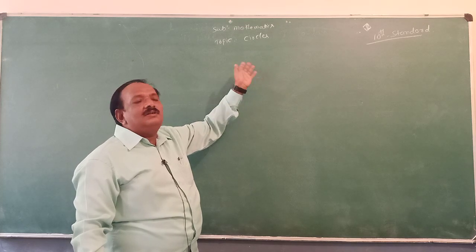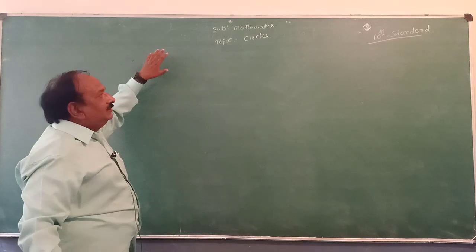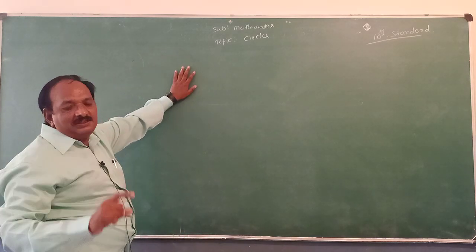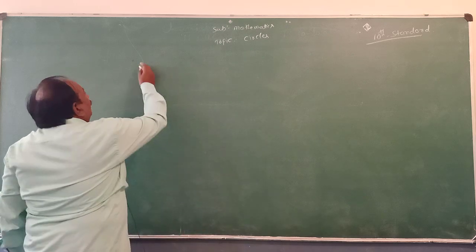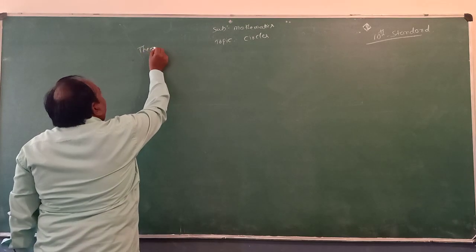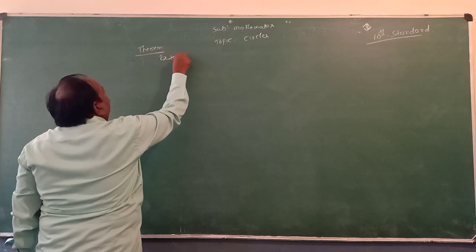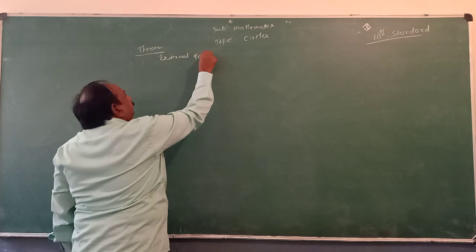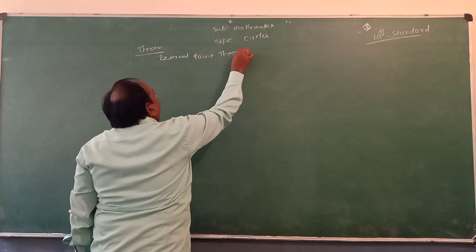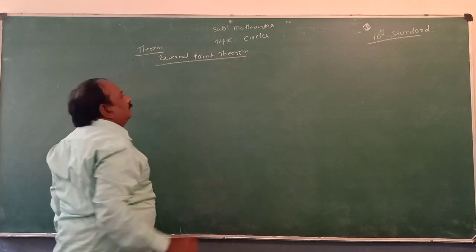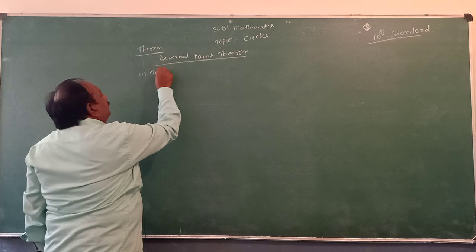Already what I taught in yesterday's class, that theorem and this theorem come as a choice, but all the students want to write this theorem. So what does the theorem tell us? This is known as the external point theorem.